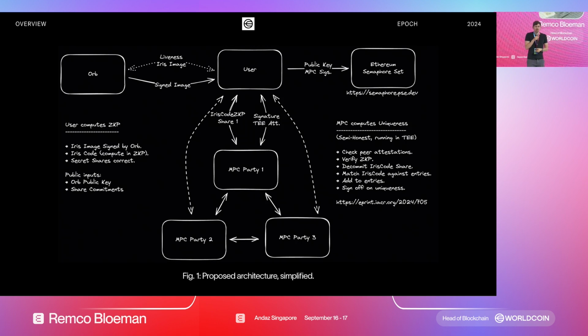So the important thing that we've achieved here is that you basically go to an Orb to take a selfie. The selfie doesn't get revealed to anyone but you. And then you derive these secret shares that also individually don't reveal anything. And you interact with this multi-party setup. And what you get back is a proof that you haven't signed up before. With that proof, you can go to Ethereum and you can have your public key added to a set that lives on Ethereum.